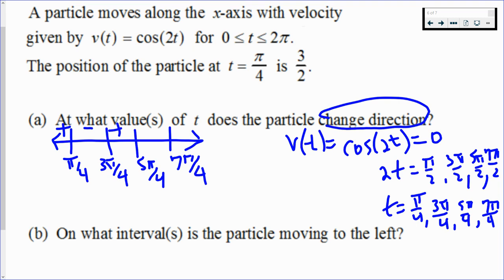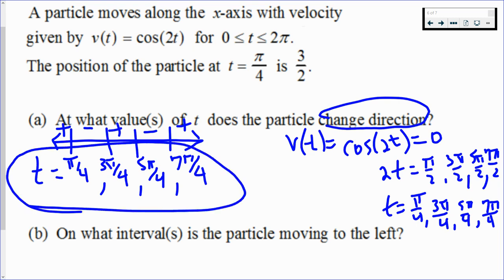If we plug in something between 5 pi over 4 and 7 pi over 4, such as 3 pi over 2, that becomes cosine of 3 pi, which is negative. If we plug in something to the right of 7 pi over 4, that is going to become positive again for our velocity. So notice that our velocity is changing signs around all of these values. So all 4 of these values would be times where the velocity is changing signs, so therefore the particle is changing directions.